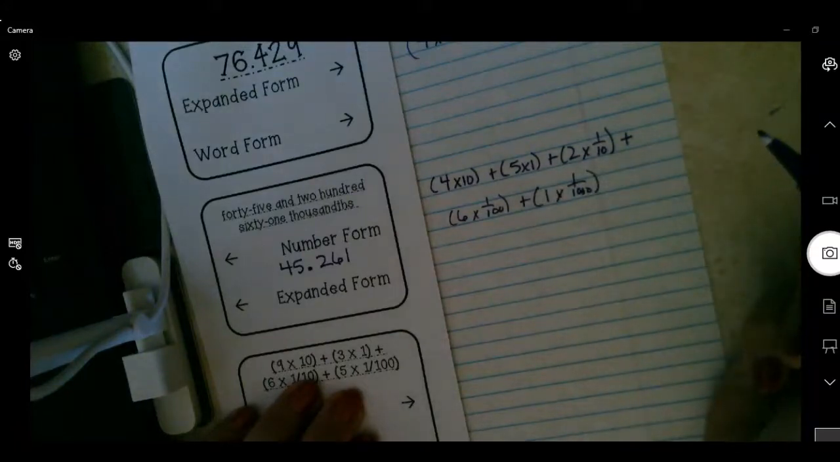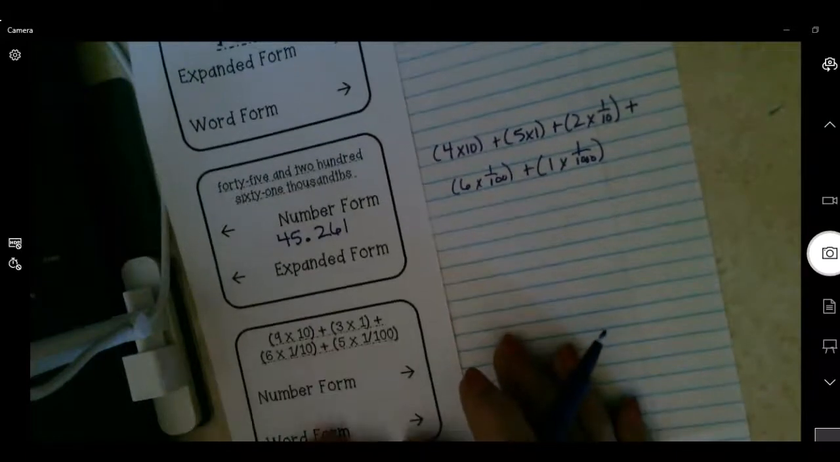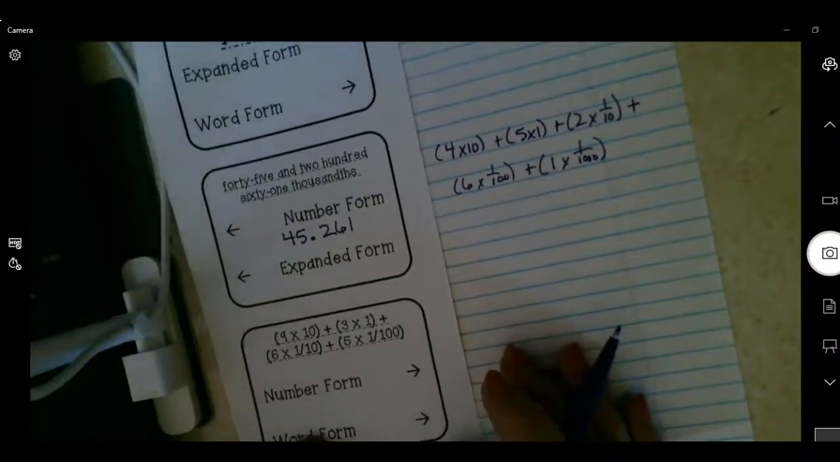I think this is kind of fun. I hope you like writing these decimals in expanded form as much as I do.